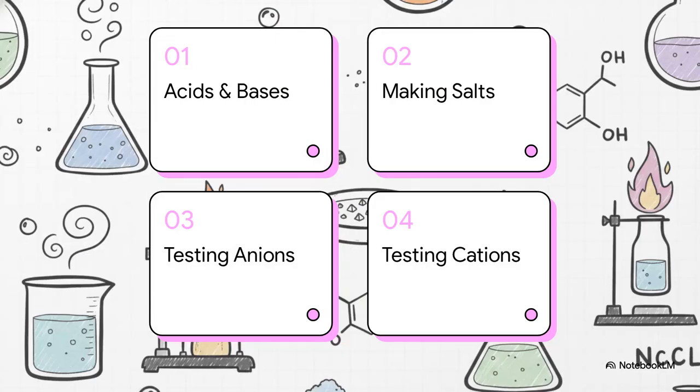To crack this case, here's our agenda. We'll start with acids, bases, and neutralization. Then look at the recipes for making salts, move on to testing for chemical anions, and finish up by identifying mystery metal cations. Let's jump in.